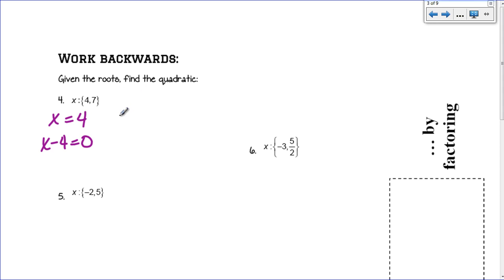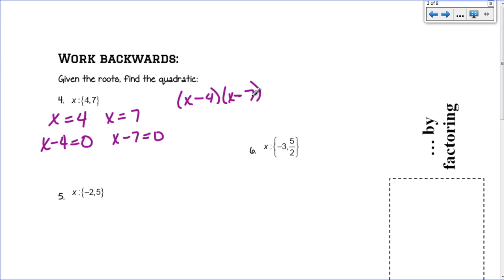And then I'm going to do the same thing with the 7. So then I have x equals 7. And to get that to equal 0, I subtract 7. So I have x minus 7 equals 0. Well, these are my two factors. X minus 4 and x minus 7.